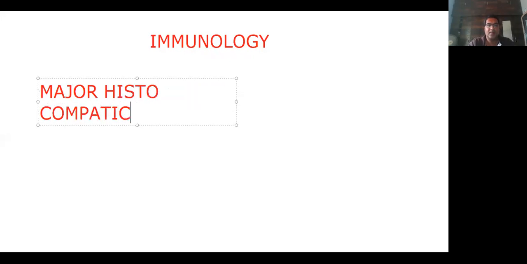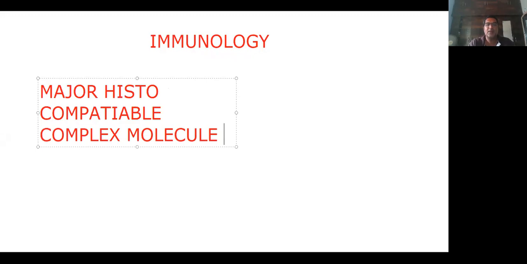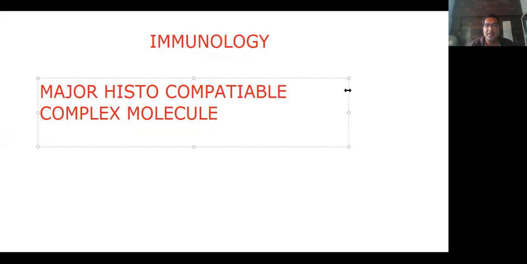Major histocompatibility complex. We use it to say major histocompatibility complex. These major histocompatibility complex molecules are present on the cell surface, which are unique to each and every individual person. They are unique for each person because they come from the inheritance process. It's a polygenic inheritance, we say.